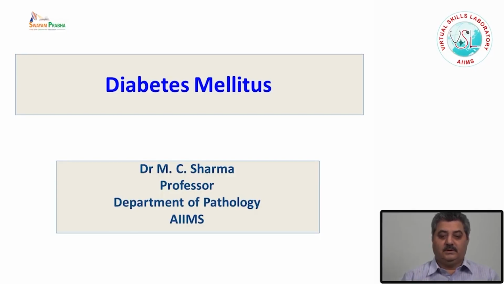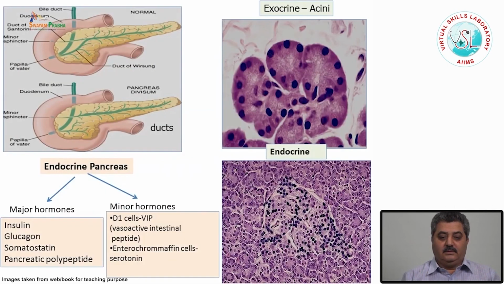Today we will discuss the pathological aspects of diabetes mellitus related to pathogenesis and complications of diabetes mellitus. The pancreatic neuroendocrine part, which is present throughout the pancreas, comprises islet cells, and the islet cells are of two types. One is the major hormone producing islet cells and the other is the minor hormone producing. The majors are insulin, glucagon, somatostatin and pancreatic polypeptides.